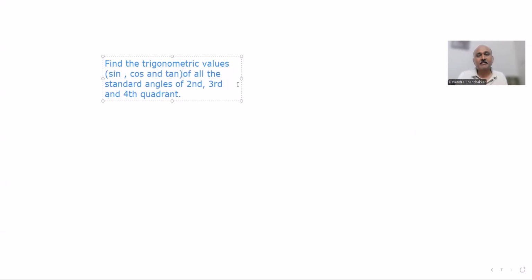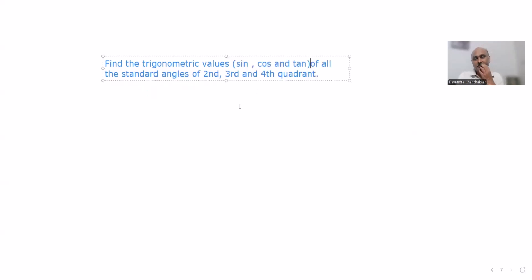By standard angles, you are aware what the standard angles are, right? Second quadrant has 120, 135, 150. Third quadrant has 210, 225, 240. Fourth quadrant has 300, 330 and 315 degrees. Clear? Find sine, cos and tan of all these angles. Clear for everyone?